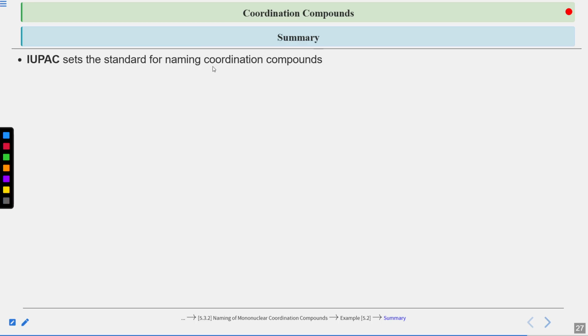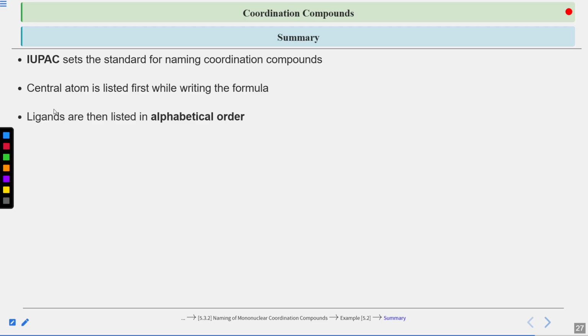Okay, let's see the summary of the part that we have covered today from section 5.3. First of all, the IUPAC sets the standard for naming of coordination compounds. The central atom is listed first while writing the formula. This we have seen: while writing the formula, you have to write the central atom first.